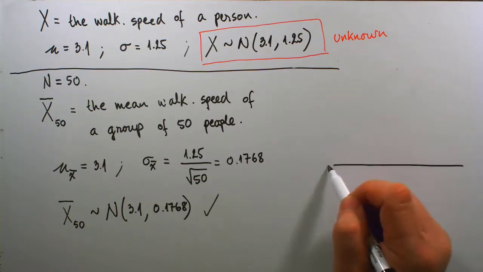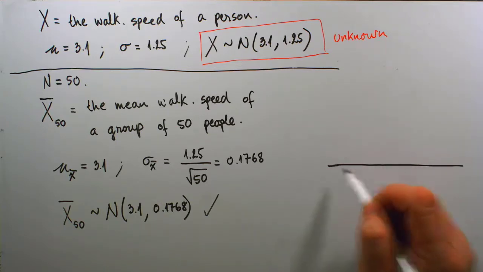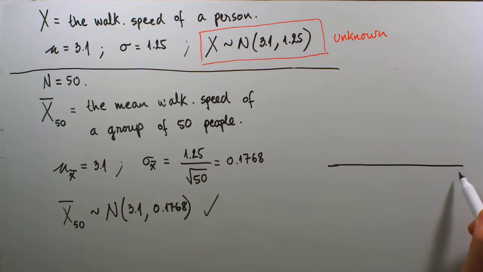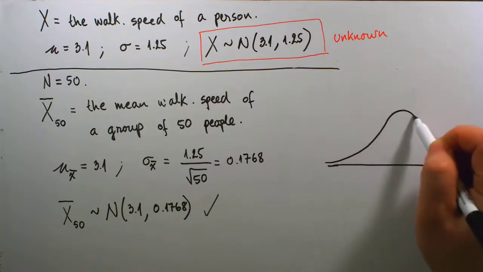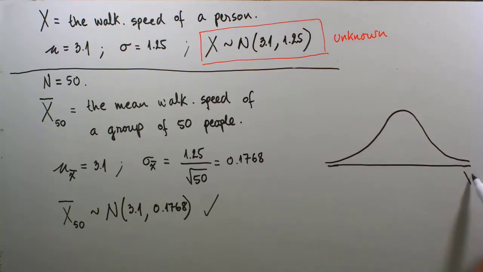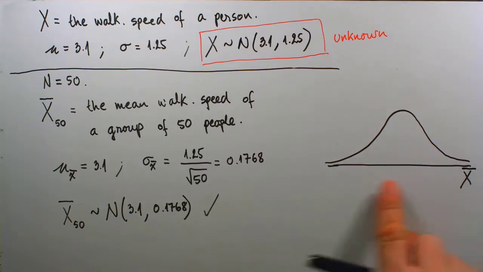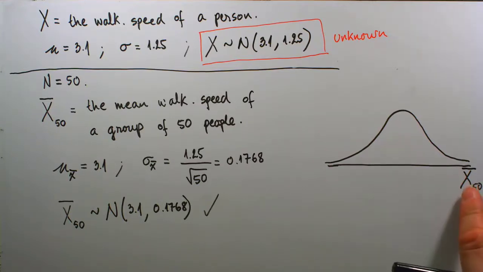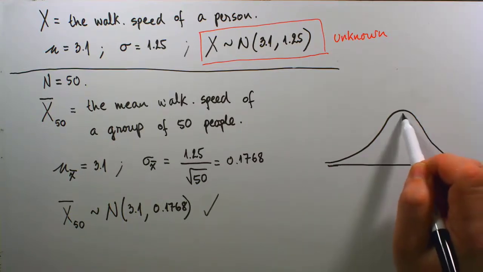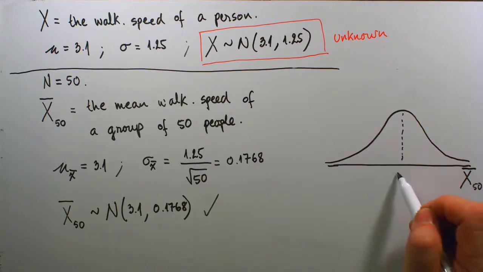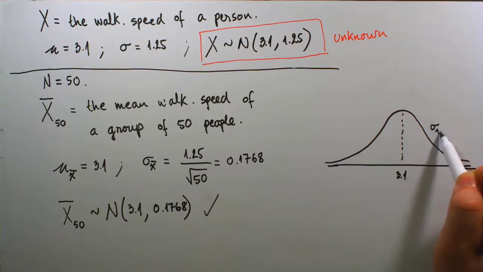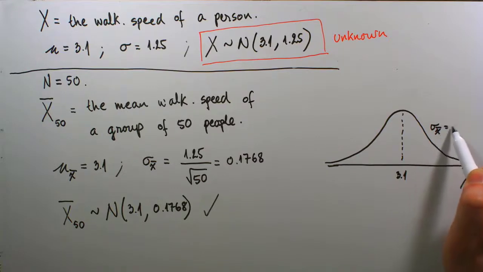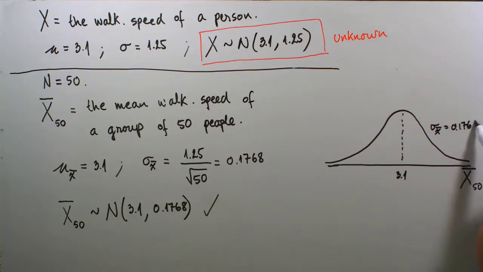So the whole point now is to draw for ourselves a bell curve where the horizontal line here represents all values low and high of any sample means of size 50. And we have a bell curve drawn over it. As I said earlier, the values placed on this line are sample means at size 50. That's why I'm using the random variable capital X bar 50 right here. Center of this bell curve is at 3.1. But this bell curve has an average spread, sigma X bar being 0.1768.